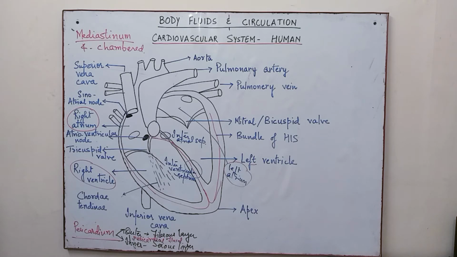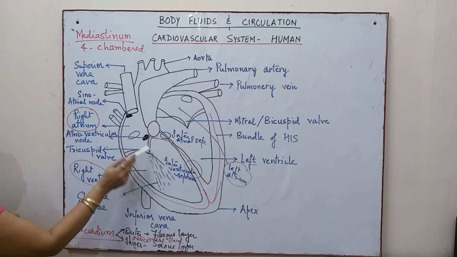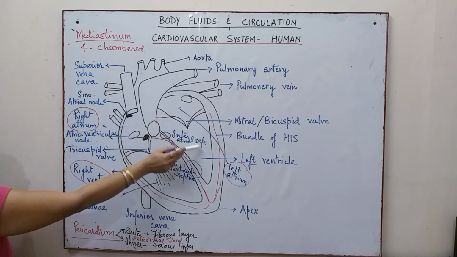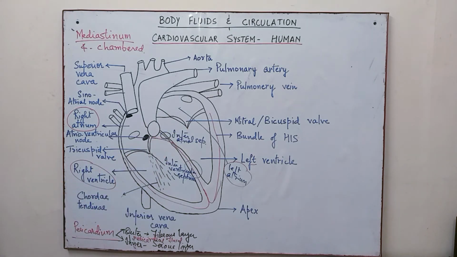Now, the atrium and the ventricle of the same side are also separated by fibrous tissue called the atrioventricular septum, because these two are also required to be separated. That is, the auricle and the ventricle need to be separated. So they are separated by the atrioventricular septum.